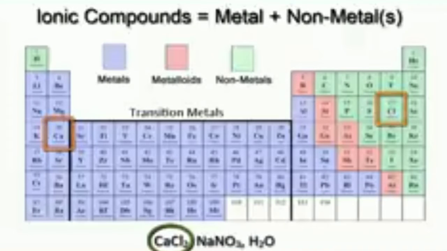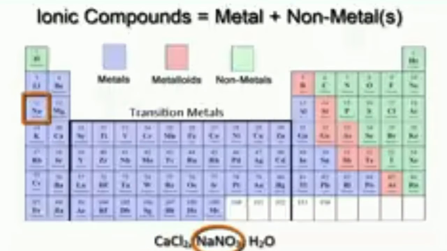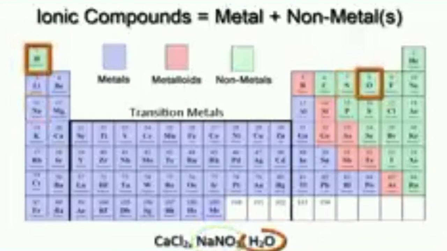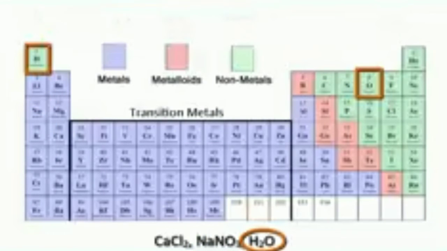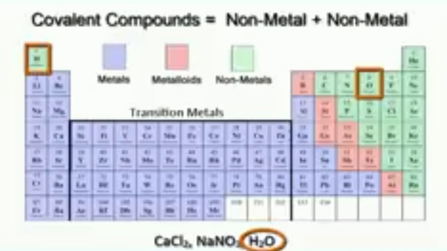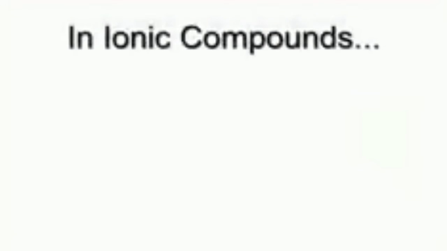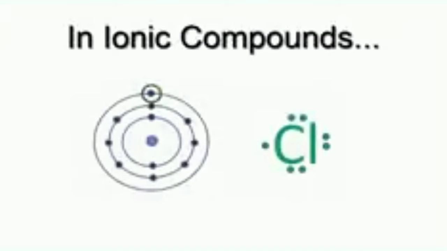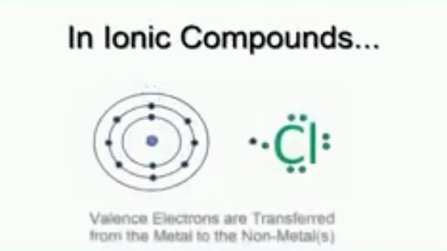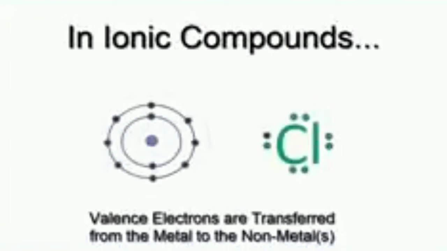For NaNO3, Na, sodium, is a metal, and we have N and O, nitrogen and oxygen, which are both non-metals. A metal and a group of non-metals, that's ionic. And finally, H2O, water. H is a non-metal, oxygen is a non-metal, so that is a covalent compound. It is important to know that in ionic compounds, the metal will transfer its valence electrons to the non-metal, and this influences how we write the Lewis structure for ionic compounds.